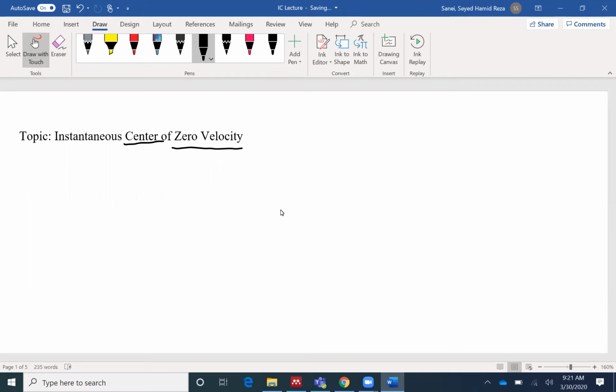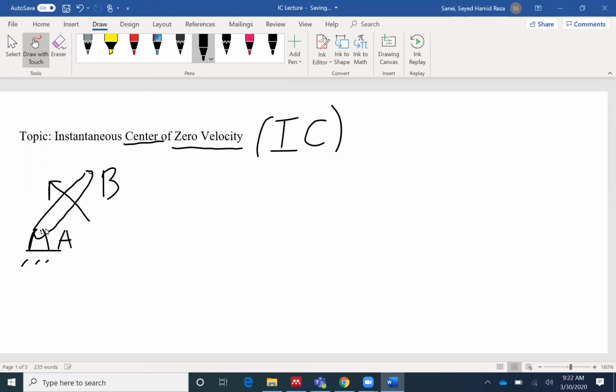A simple example would be a rigid body that is rotating, is pinned at A. So this rigid body's center of zero velocity would be A. So at any point, this rigid body is rotating about point A. Instantaneous center of zero velocity is also referred to as IC, instantaneous center.